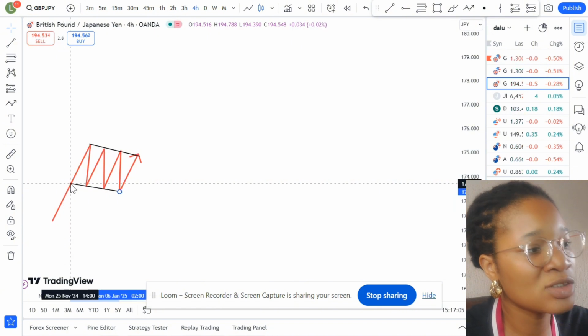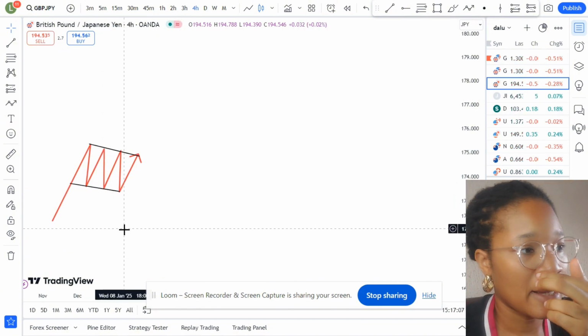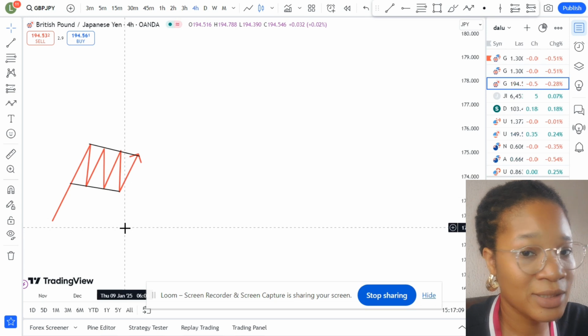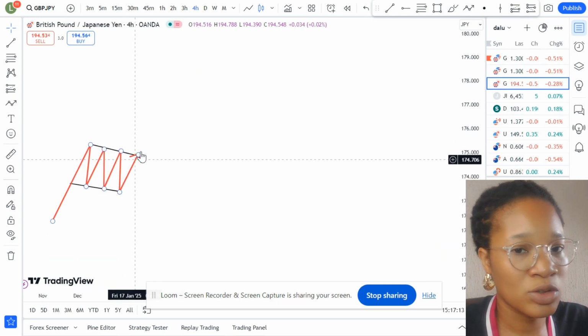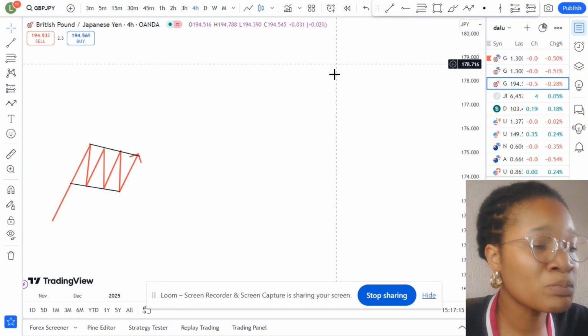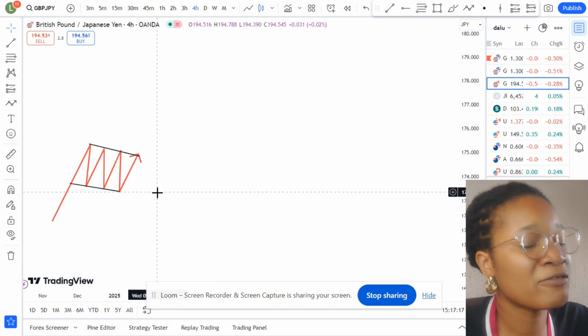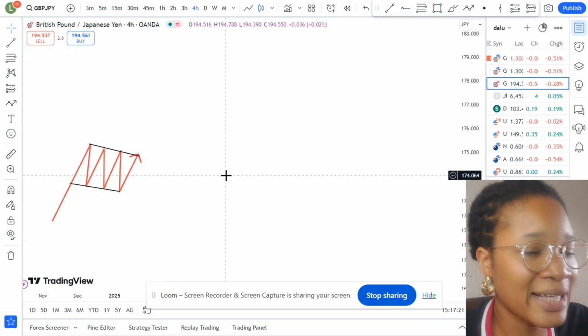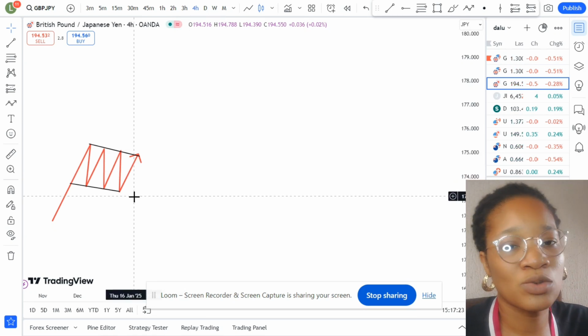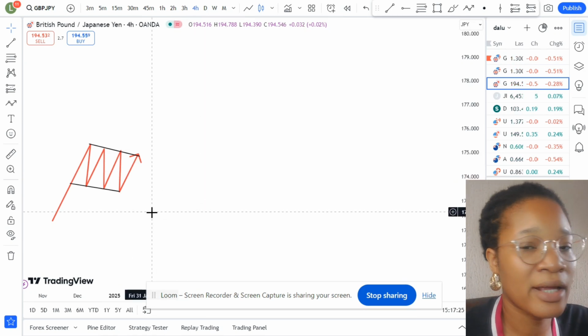This is indicating to us that price is most likely to continue. Again, like I said, it is not a 100% guarantee that price will eventually continue buying, but most of the time, if you see a flag pattern on your chart, it is most likely that price wants to continue the buy movement.